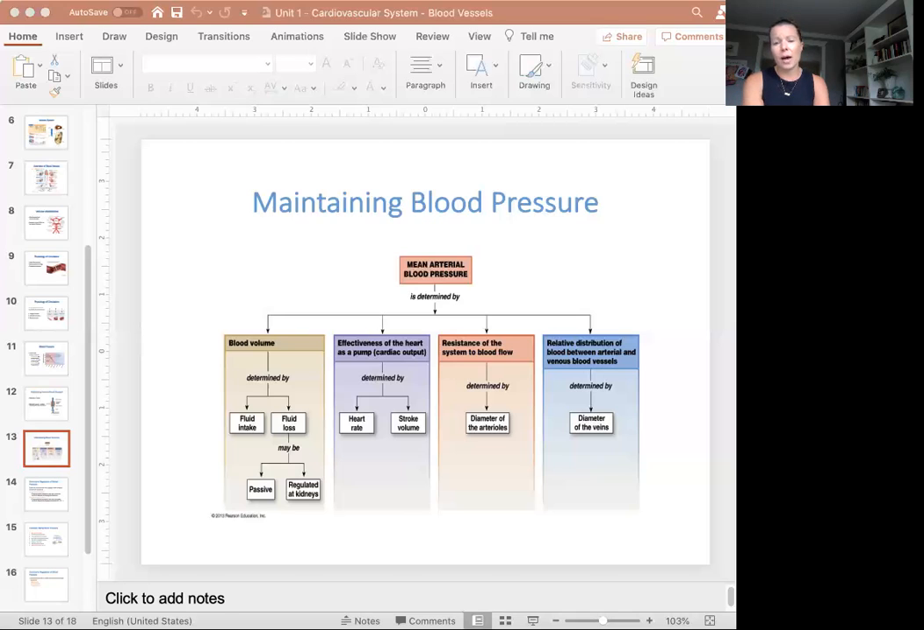Okay, so just know that whenever there is an increase in blood volume, there's going to be an increase in blood pressure. It's a direct relationship. And then on the other hand, whenever there's a decrease in blood volume, there will be a decrease in blood pressure. All right, and that is it for blood pressure and mechanisms for regulating blood pressure.